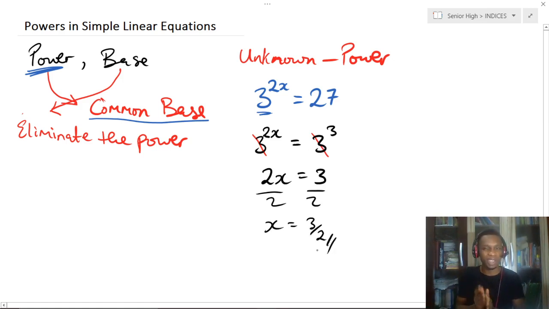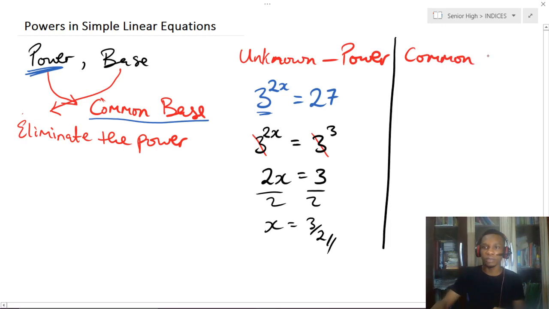Quite easy, right? Let's do one with a common base. Now I'm just taking very easy questions because I don't want to start solving anything tough right now. Let's first start with easy stuff. So common base. When our base is common.